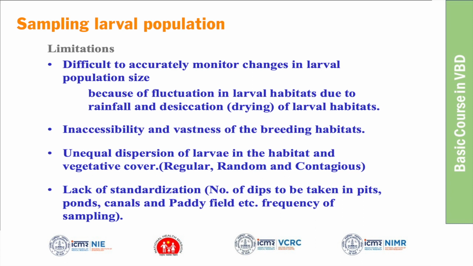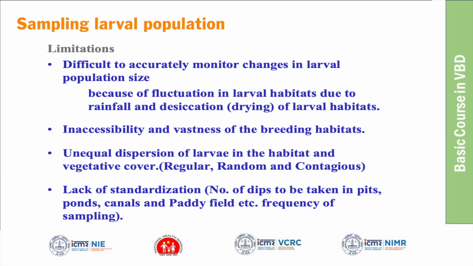Then again, the unequal distribution of the larvae in the habitat and vegetative cover. Even in a confined habitat, the distribution of the larvae is not uniform. Generally, you can classify distribution into three types: regular, random, and contagious. Mosquito larvae follow the contagious distribution. That means clustering distribution. They are clustered in one place, not in other places.